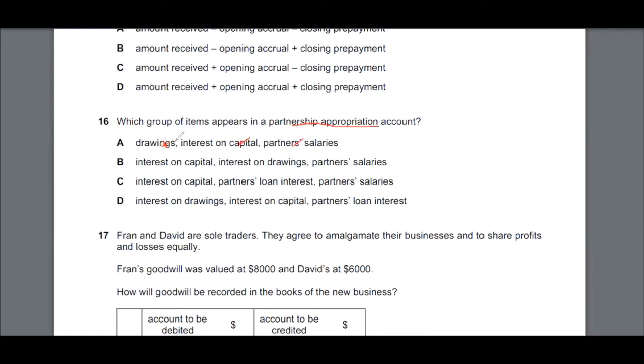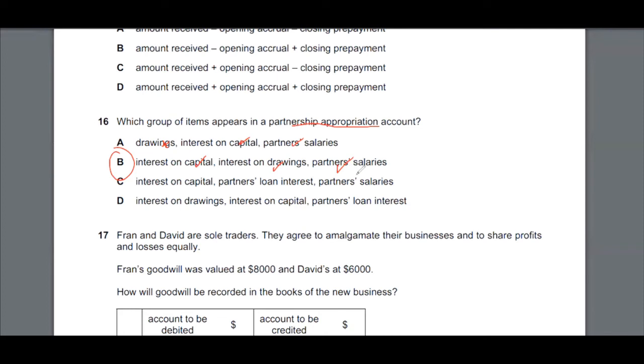So actually it's not option A because drawings is not going to be included. Interest on capital, yes. Interest on drawings, yes. Partner salaries, yes. The answer to multiple choice 16 is actually option B. So that's the correct answer. These are the items that would be included in the partnership appropriation account.